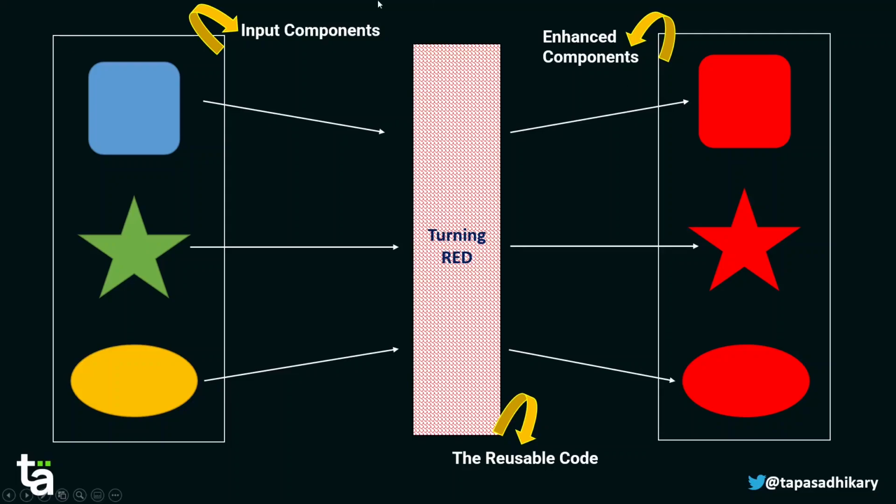Now think about it. This is a component which has an attribute called color equals blue. And then if I wrap this component with a reusable code, the higher order component, the output that I am going to get is the color changed to red. So I have enhanced this component. This is a very fundamental concept of higher order components, and that's what we learn in a series like this, where we learn things practically.